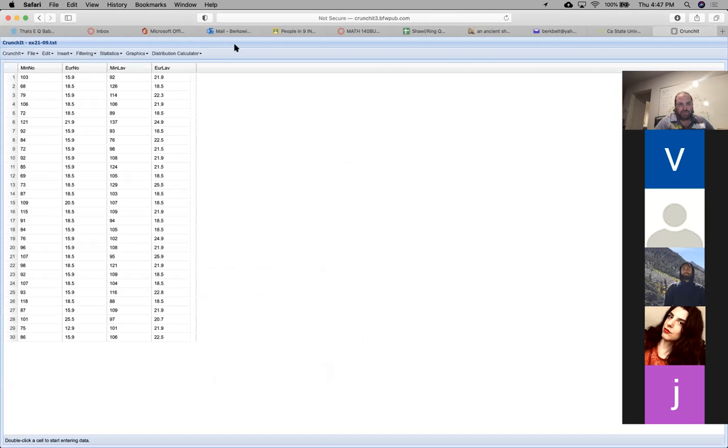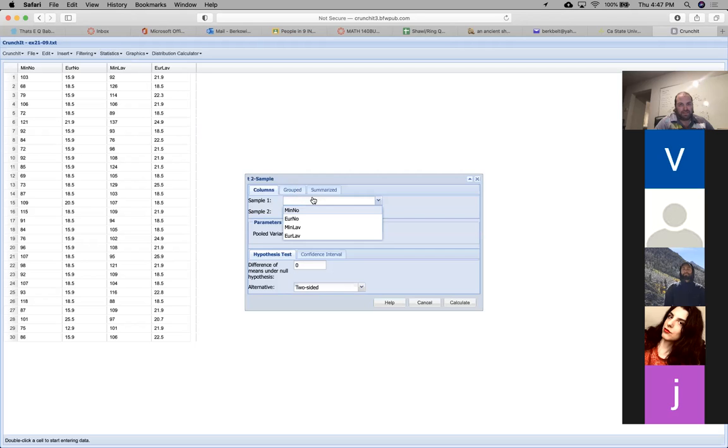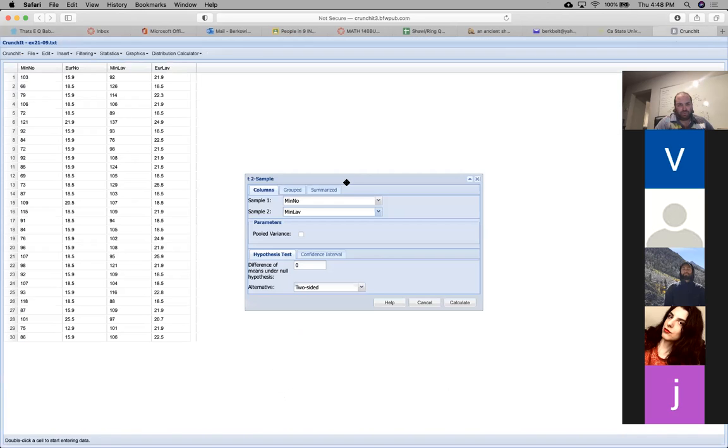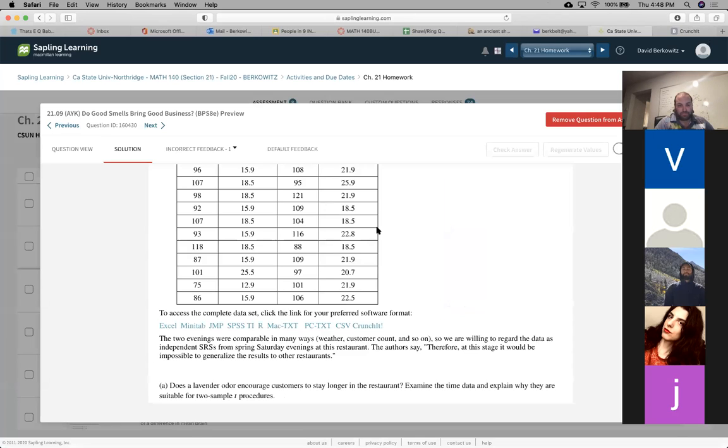So here's the thing. We are going to investigate the time data. So T, 2 sample. Sample 1 is going to be minutes with no scent. Sample 2 is going to be minutes with lavender. We're not pooling. What was the question specifically? Do lavender odors make them stay longer? So we are doing an alternative of mu 2 greater than mu 1, or mu 1 less than mu 2, and we calculate. And we get a p-value which is very, very small.